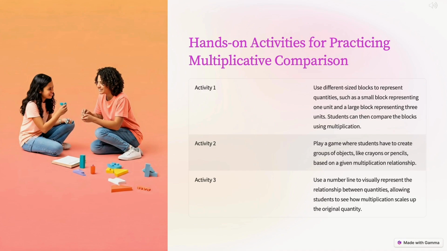Activity 2. Play a game where students have to create groups of objects, like crayons or pencils, based on a given multiplication relationship. Activity 3. Use a number line to visually represent the relationship between quantities, allowing students to see how multiplication scales up the original quantity.